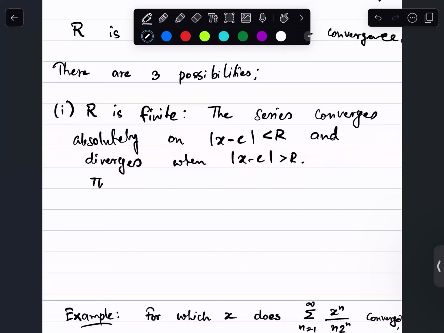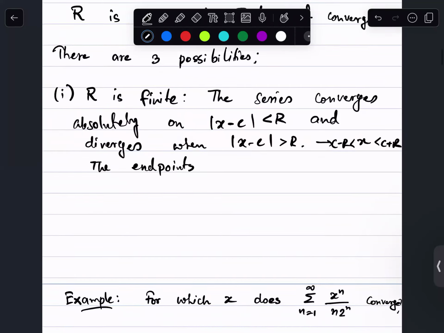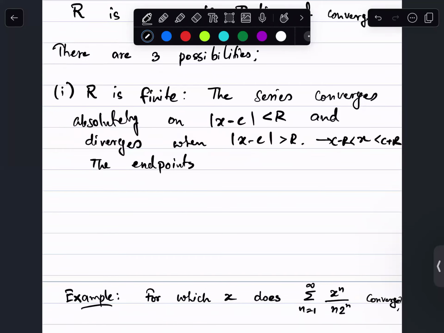And also the endpoints of this interval. So this is basically an interval, right? X lying between c minus r to c plus r. Okay. So for the endpoints, that means for the points c minus r and c plus r, we have to check the convergence or divergence of those points separately.